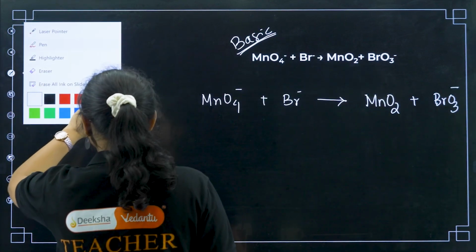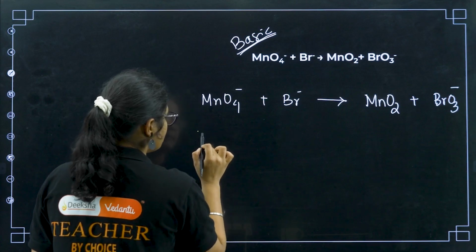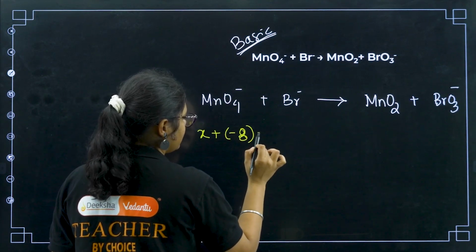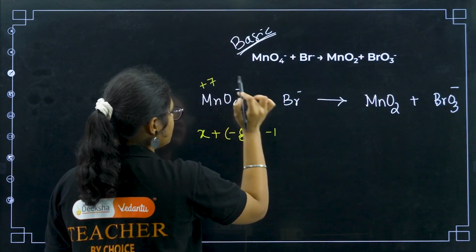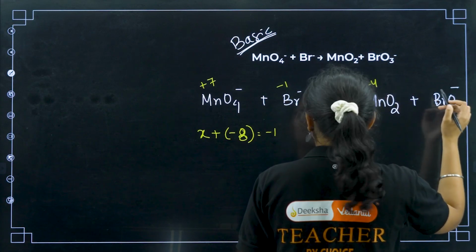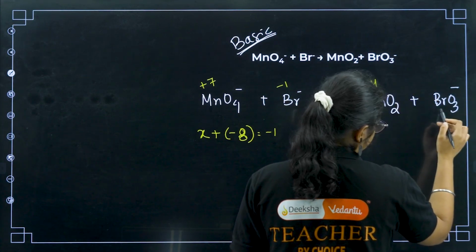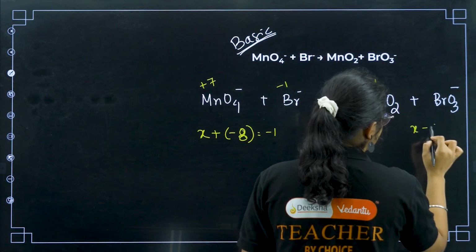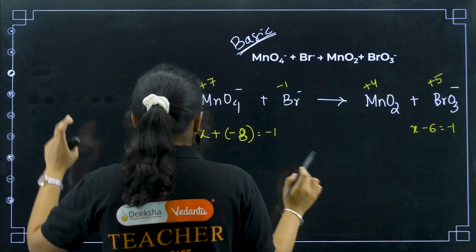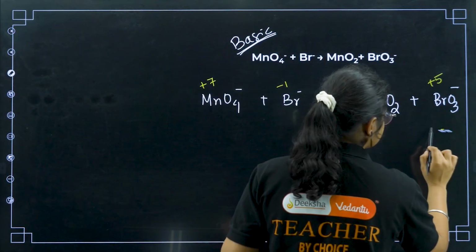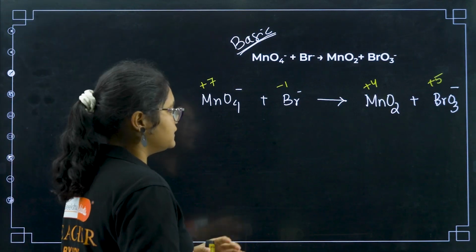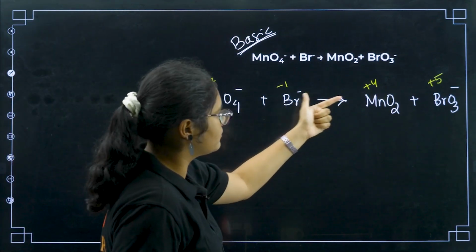So what is the oxidation number? Let us calculate. Manganese is X, oxygen I told you is minus 2, right? 4 into minus 2 is minus 8, that is equal to minus 1. So this is plus 7, this is minus 1, and this is plus 4, and we have BrO3, right? So X minus 6 is equal to minus 1, so this is plus 5. Let me erase all this now. I told you except oxygen, all atoms should be balanced. So manganese is balanced, bromine is balanced.